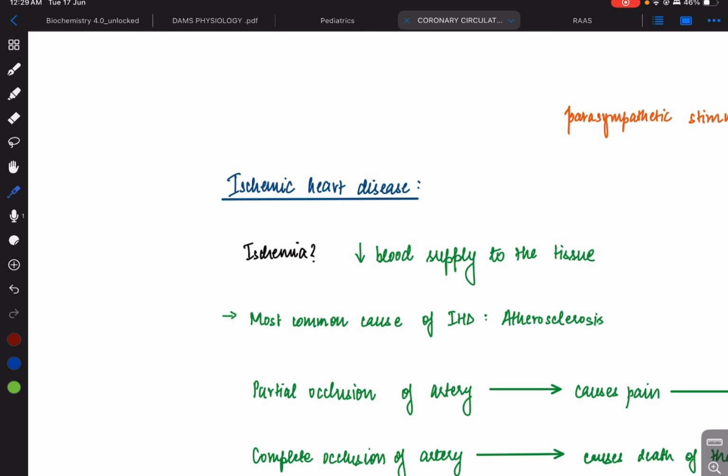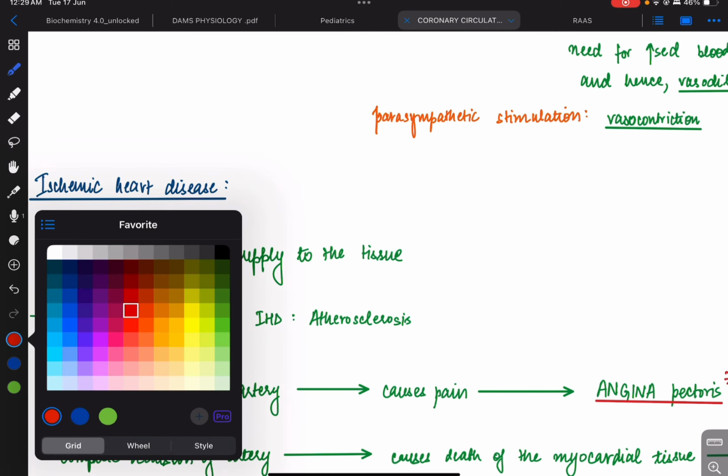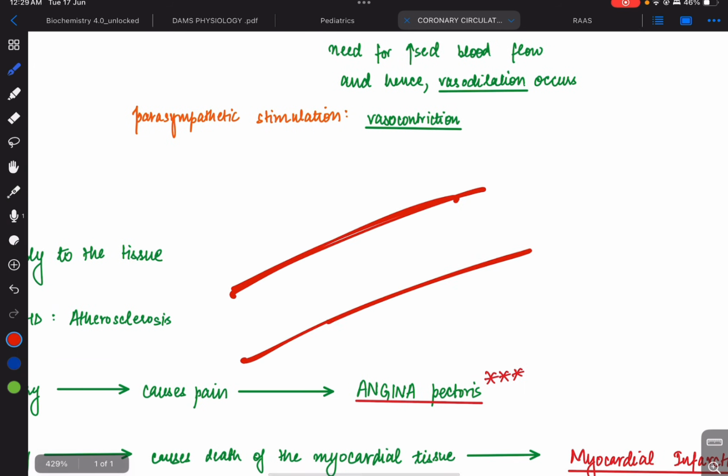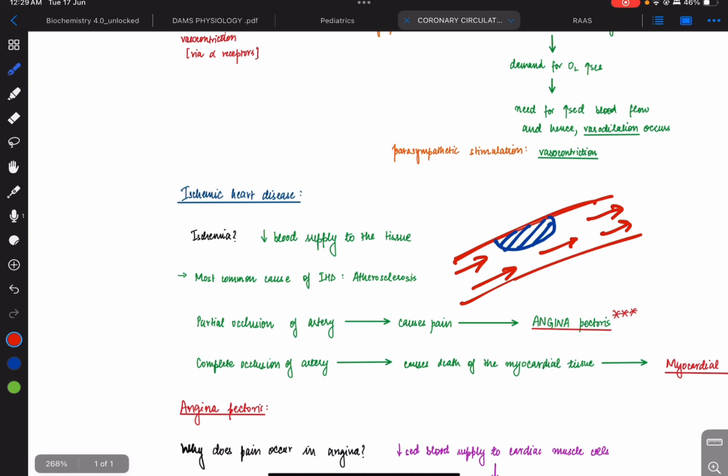So in case of ischemia, there is not just decreased oxygen to the cardiac muscles, there are also decreased nutrients and decreased excretion of the metabolites, right? Whenever the blood supply is decreased. So the most common cause of IHD, or ischemic heart disease, is atherosclerosis, which basically means that within the vessel, you can see a plaque formed, and hence it poses an obstruction to the blood flow, right? Hence the adequate supply of blood is not present in this case, right?